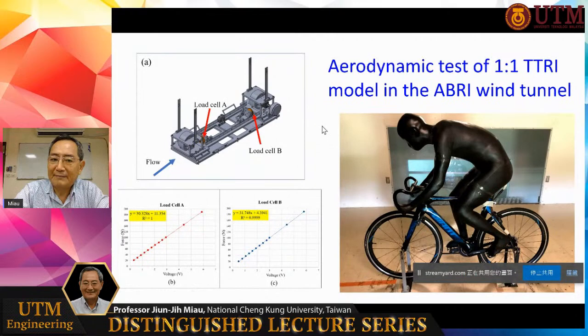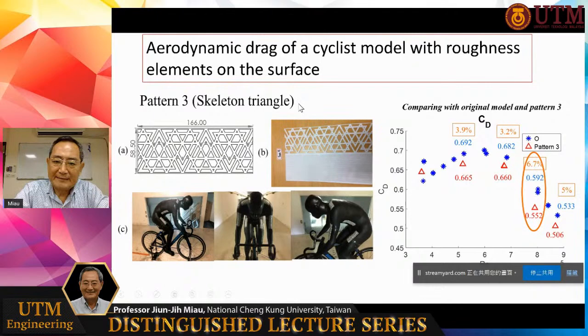situated in our campus. First of all, we need to have this load cell. We designed and made this load cell and did the calibration. And you can see this is the TTRI model with the bike installed on this balance. For the important feature of this balance, we have these two load cells which are able to count the opposite force, the force in opposite directions. More details we can explain in some of our papers.